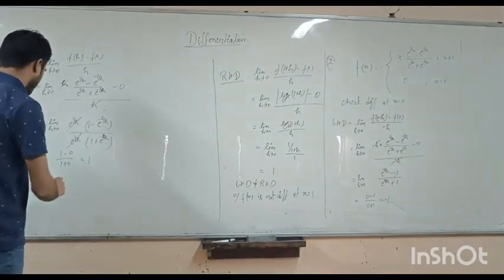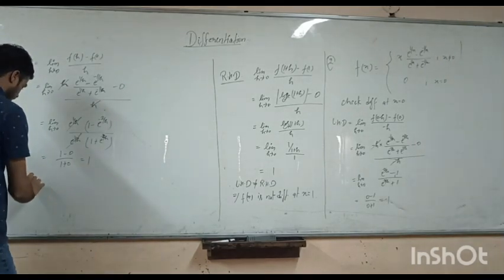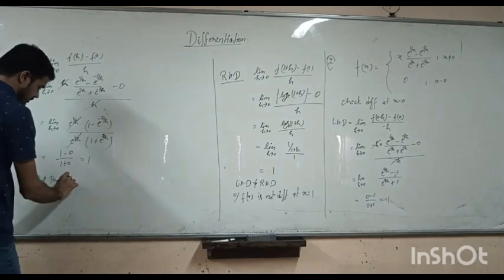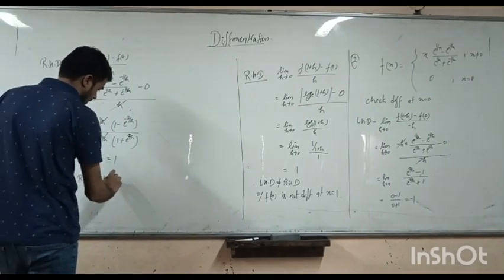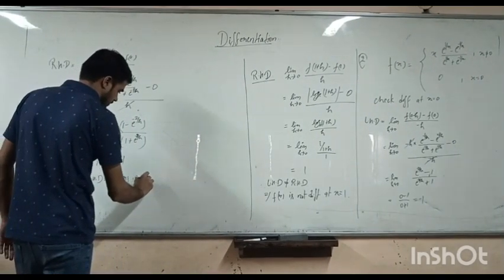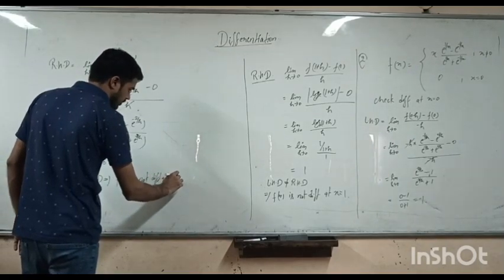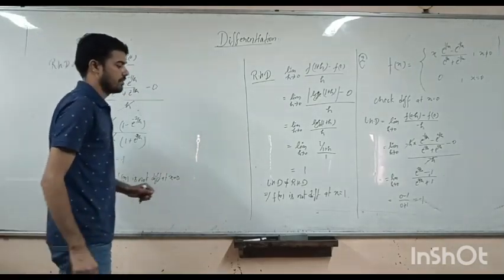So it means the function is not differentiable, because left hand derivative not equal to right hand derivative implies f(x) is not differentiable at x equal to 0. Okay.